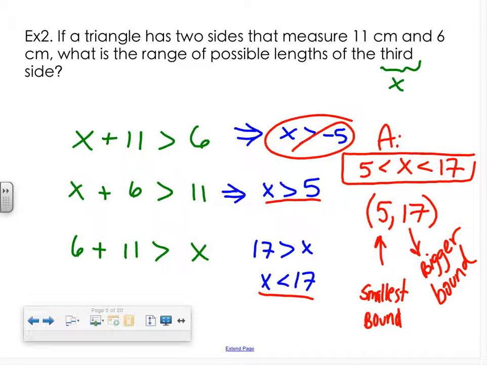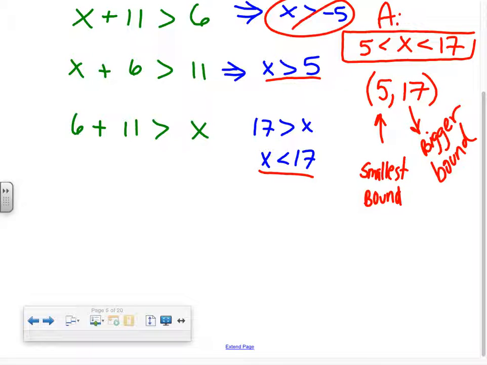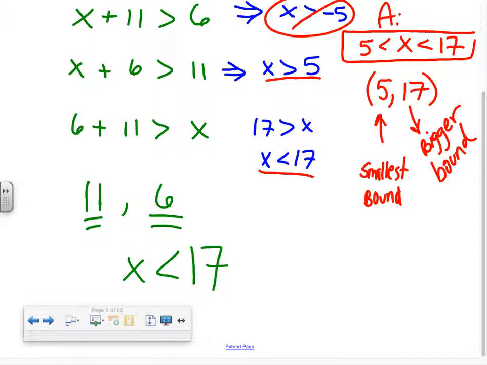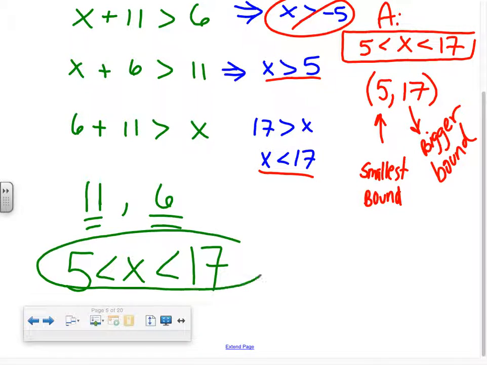Now, you're probably thinking, didn't you say there was a shortcut? Yeah, there is. So the two numbers were 11 and 6. What you can do is just add them together, and that's the upper bound. So x could be 16.9999, but it can't be exactly 17. It has to be less than 17 if you add them together. And if you subtract them, it has to be greater than 5.